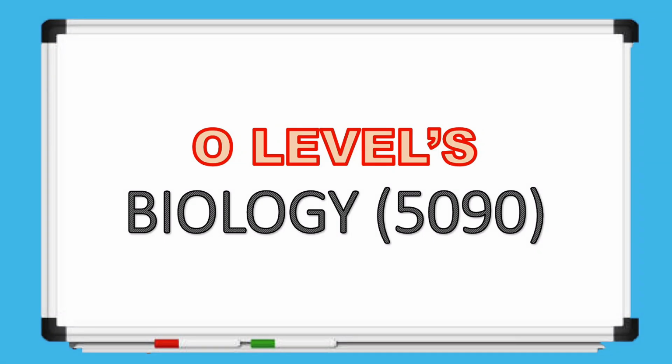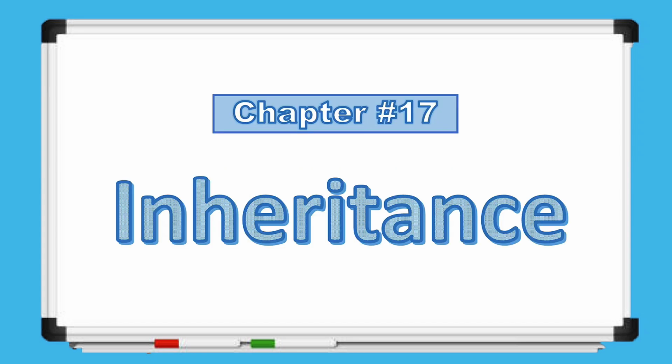This is your guide for preparing for your O-Level Biology Cambridge examinations. Today we are starting chapter 17, which is about inheritance. This chapter is a very important part of your syllabus, so it is important to pay close attention and understand the concepts clearly. Now, without any delay, let us begin.